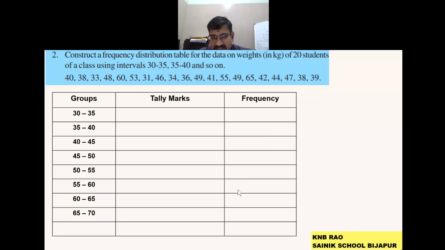How to group the data, you know, na? Now tell me what is the frequency of 30 to 35? How many are falling between 30 to 35? 3, sir. 35 to 40? 4, sir. 40 to 45? 4, sir. 45 to 50? 5, sir. 50 to 55?